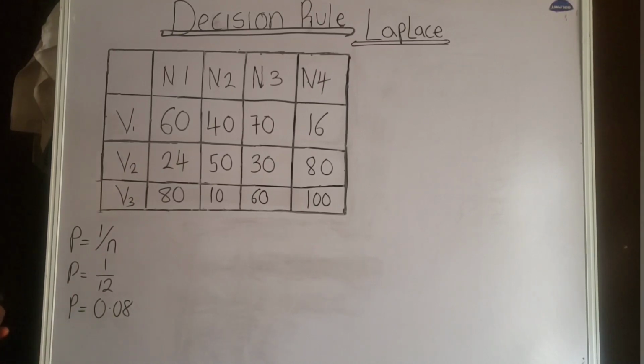If you are given the probability index, you can use it. But in this case, you are not given the probability index. Therefore, I'm going to use this formula to get my probability index. Now, let us proceed to calculate the strategy for each variety.